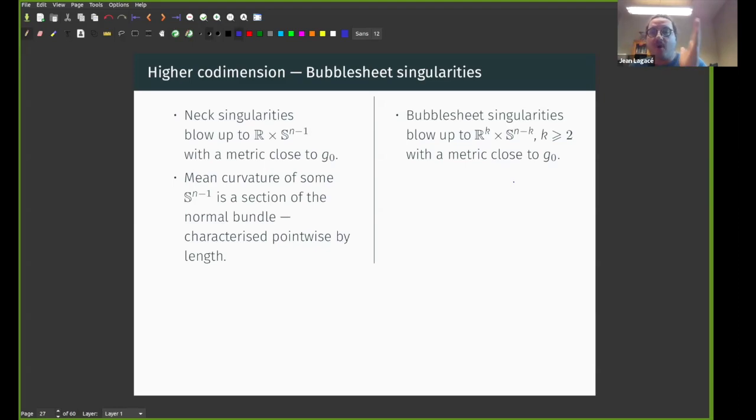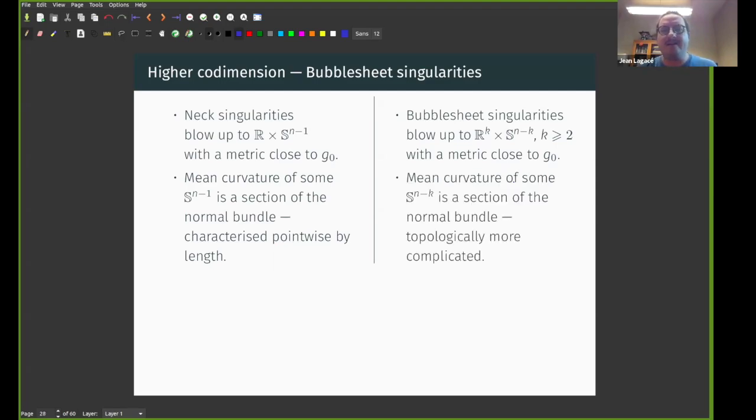Well, the mean curvature of one of the embedded spheres is a section of its normal bundle. And this is characterized pointwise because the fibers are one-dimensional. And in this case, we live in the orientable world here. This is two-sided. So I can characterize the mean curvature by only the length of this section in the normal bundle. And in a way that means that the notion of having constant mean curvature fully makes sense.